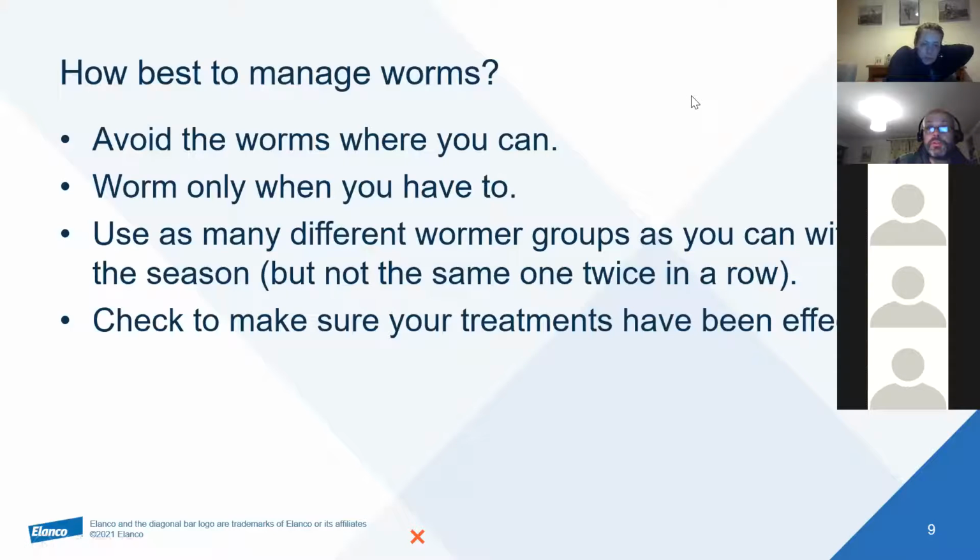And then we do have the risk of resistance to the wormers as well. And if we have resistance developing, then the resistant worms will be left behind after a wormer has been given.